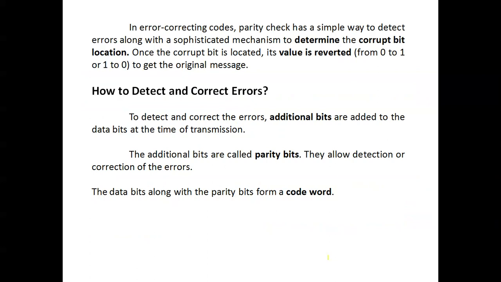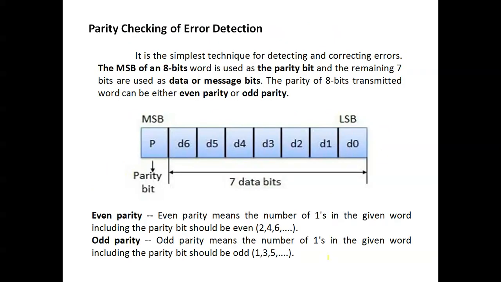Once you find the error bit location, the value will be reverted, because in digital it might be 0 or 1. If an error is detected there and it is 0, we have to convert it to 1. Likewise, if an error is detected at that place and it is 1, we convert it to 0. This is the way to correct the error. Detecting errors is nothing but adding extra bits, and that additional bit is called a parity bit. So they allow detection or correction of the errors. Parity bits form the code word, and parity checking is used for error detection.